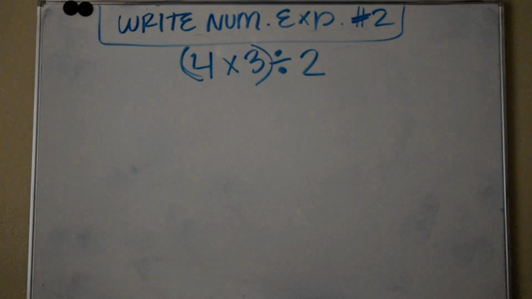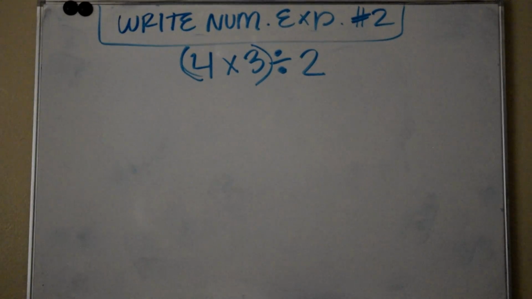Hi you guys, this is the lesson writing numerical expressions, but this is part 2. If you watched part 1, it was just an introduction showing you how to create a numerical expression from words and order of operations. Now we're going to work backwards. We're going to take the equation and write out in words what the numerical expression is.